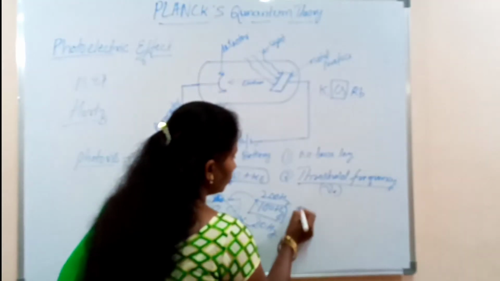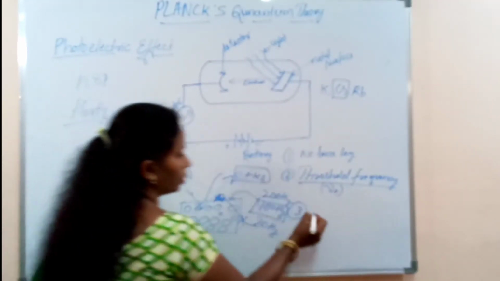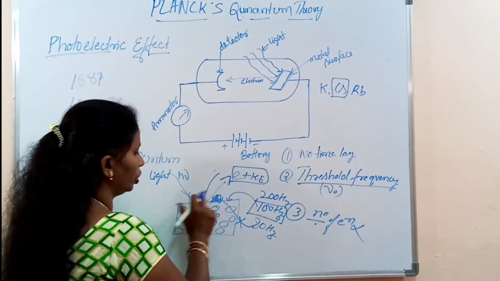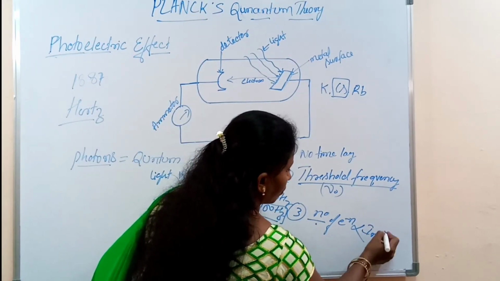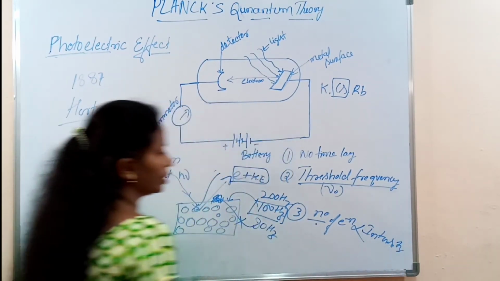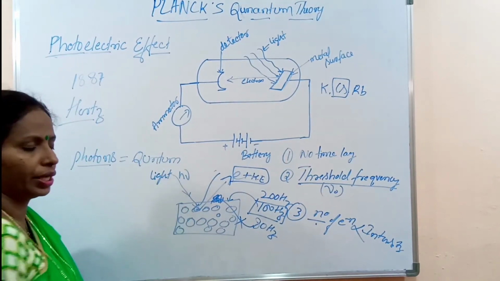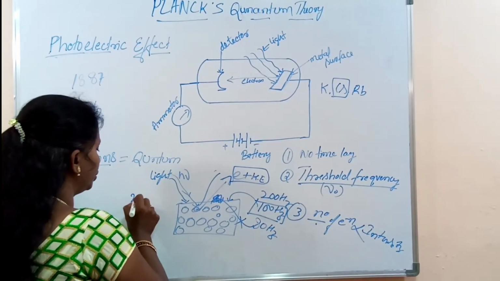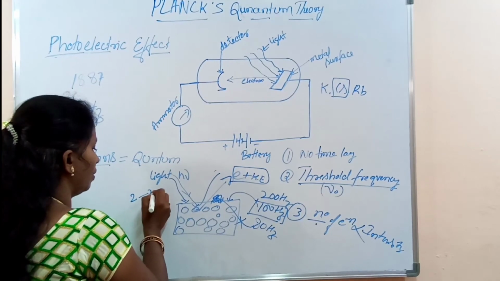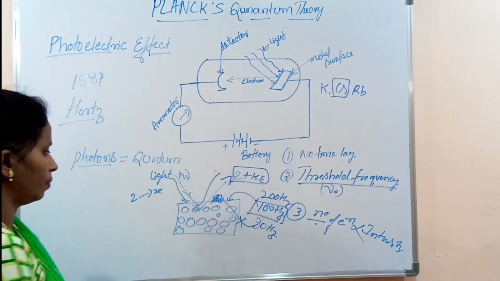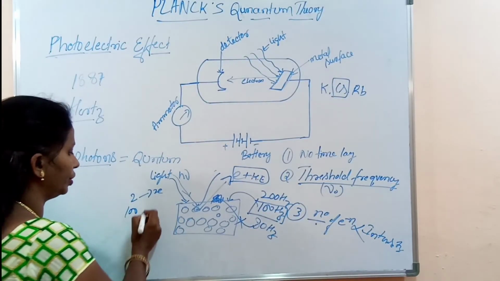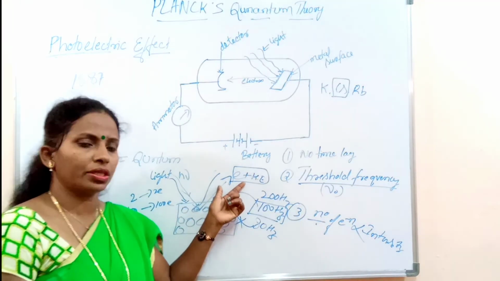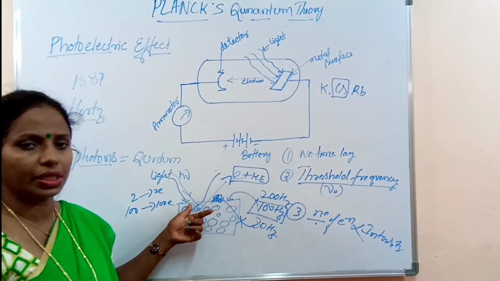Then the third one, the number of electrons ejected. The number of electrons is directly proportional to the intensity of incident radiation, that means brightness. If I allow 2 radiations with threshold frequency, there is an emission of 2 electrons. If I allow 100 radiations, there is ejection of 100 electrons. So the number of electrons ejected depends on the intensity or brightness of incident radiation.